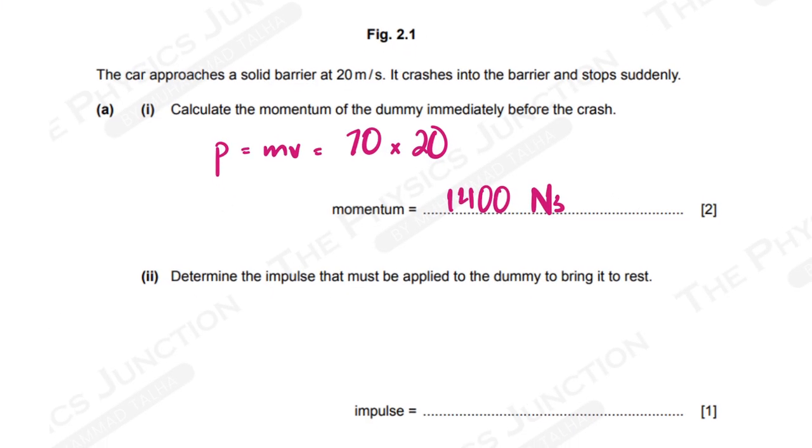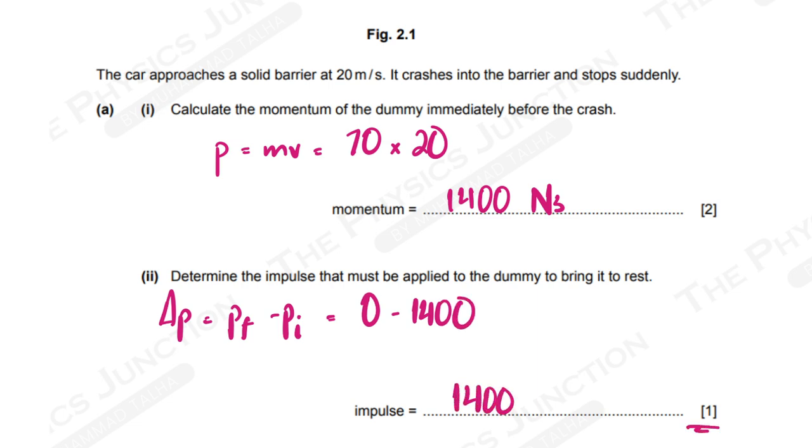Determine the impulse that must be applied to bring it to rest. Impulse is pf minus pi. So initially it has some momentum, finally it has no momentum. So it's the same as the initial momentum. That's why this one was for just 1 mark, because it's super easy to identify.